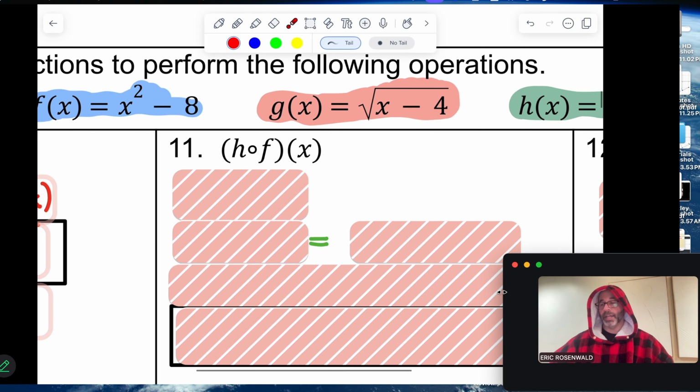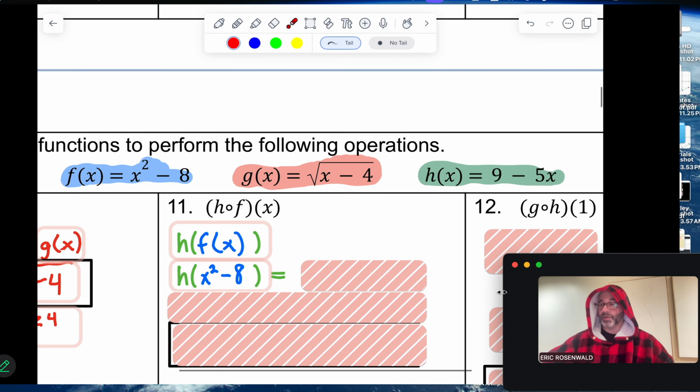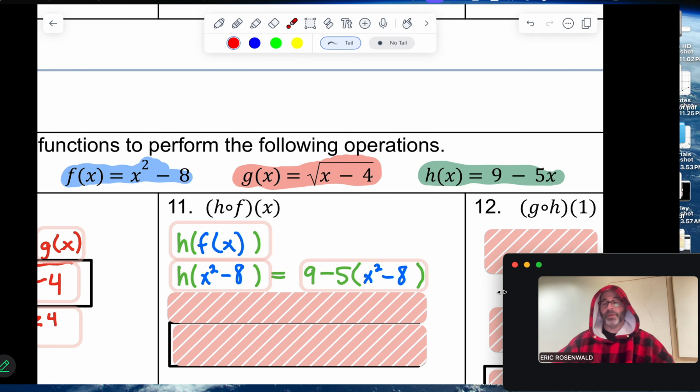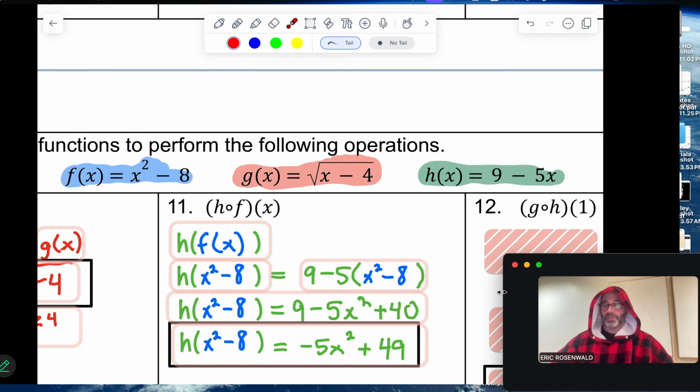All right, number 11 says we're going to take f and put it into h. So that means we're going to take f of x and put it inside of h of x. So that means we're going to take h of x squared minus 8. So we're going to take the f of x and put it into the x over here in my h of x. And so when we do that, we have 9 minus 5 times that x squared minus 8. And then we just simplify. H of x squared minus 8 is equal to 9 minus 5x squared plus 40. Simplify from there, we have negative 5x squared plus 49.